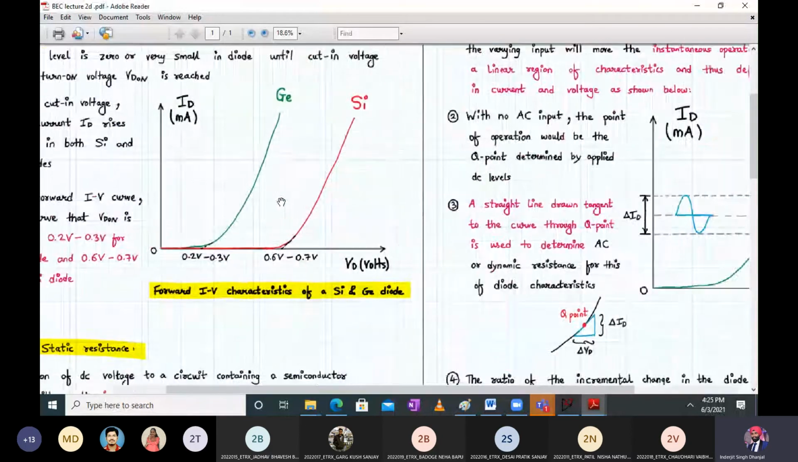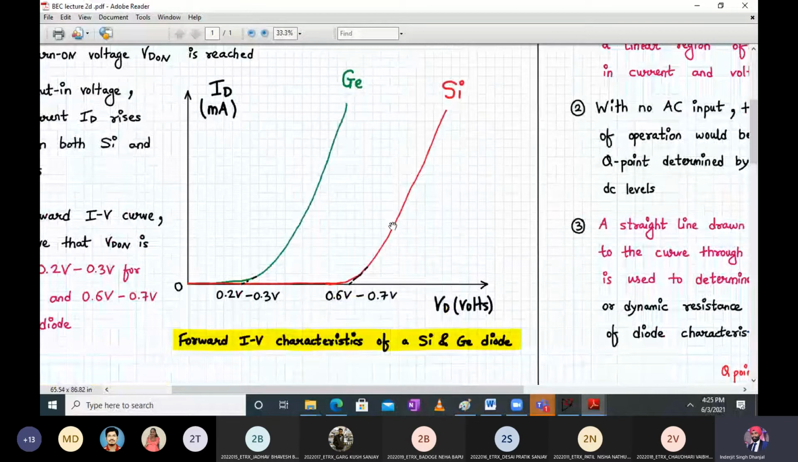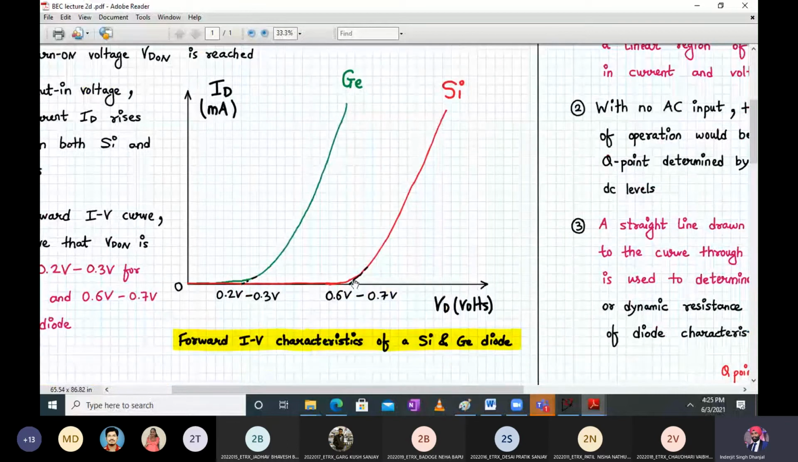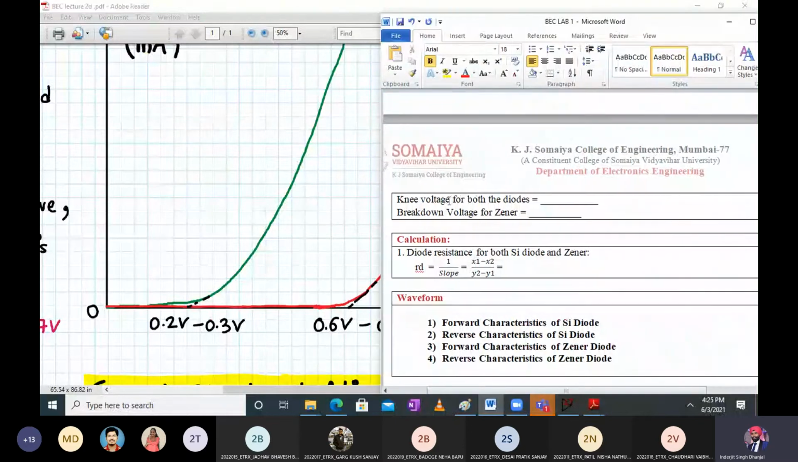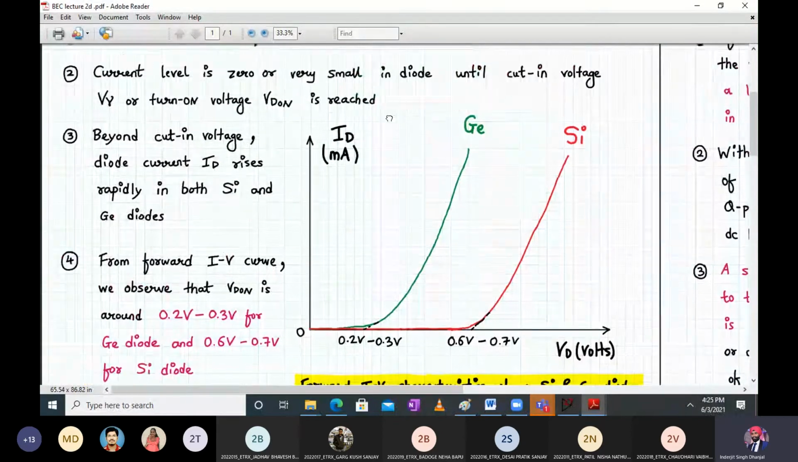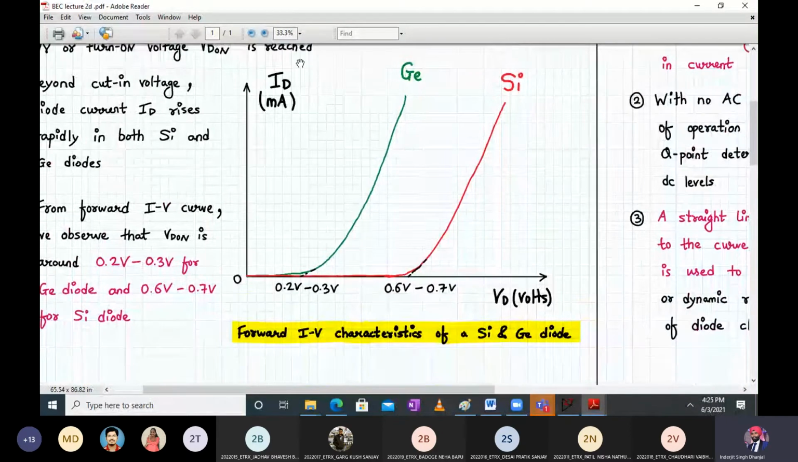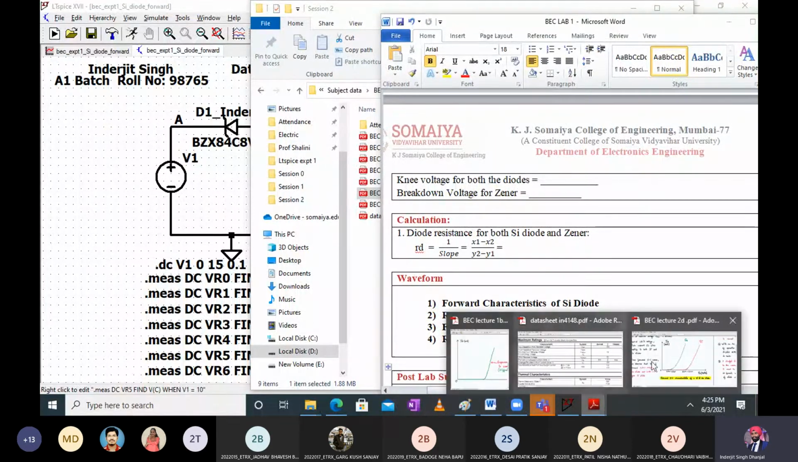Okay, so whenever you get this graph, if you can draw a tangent to this, and you extend that tangent to the x-axis, that is your cut-in voltage or your knee voltage. Understood? Knee voltage or cut-in voltage is the same thing. By the time you submit this write-up, that lecture will be over, so you will understand how to calculate the knee voltage. Okay? And I'll also show how to calculate the diode resistance.